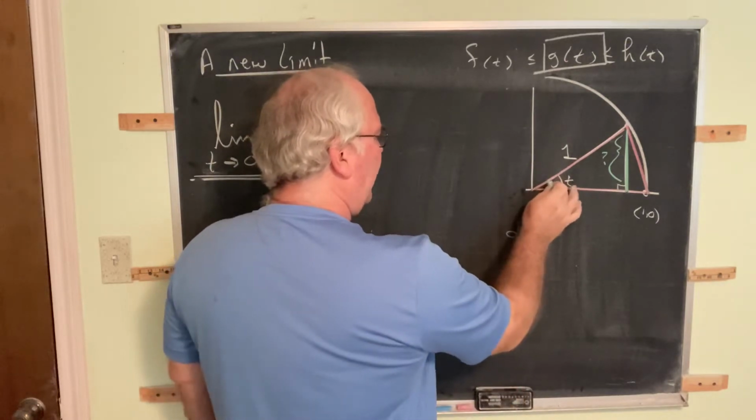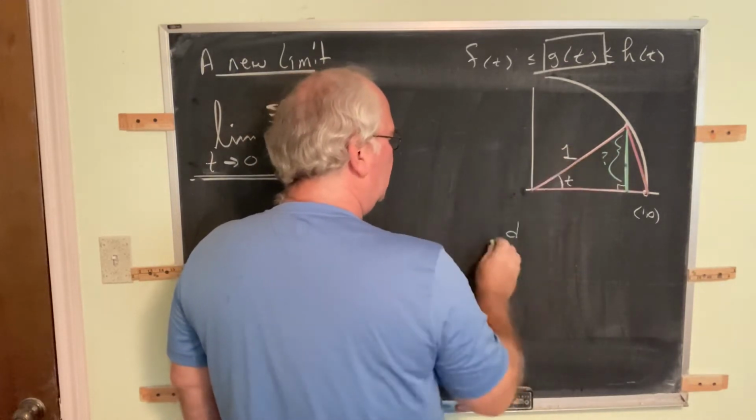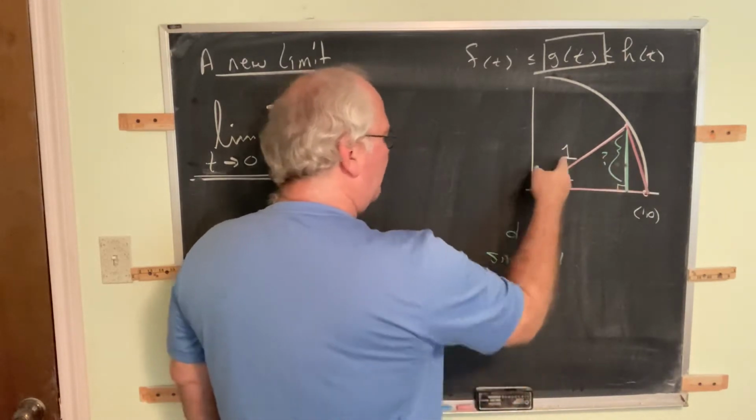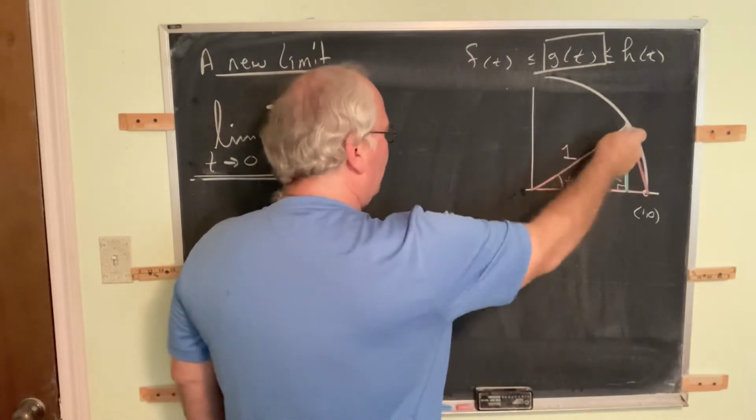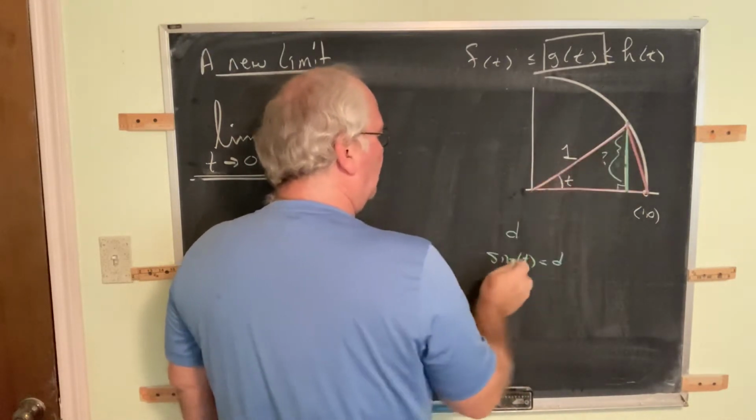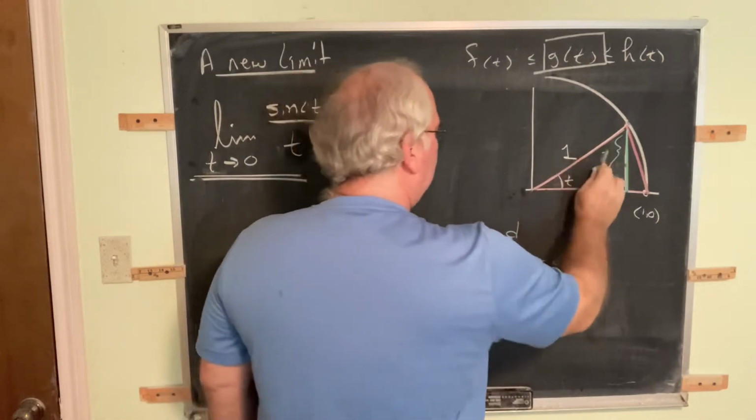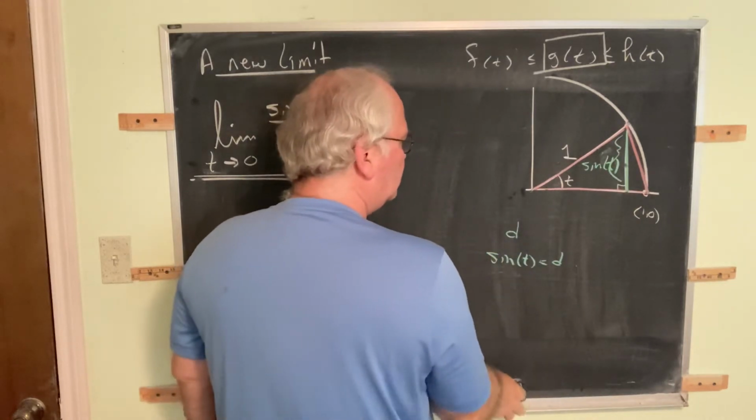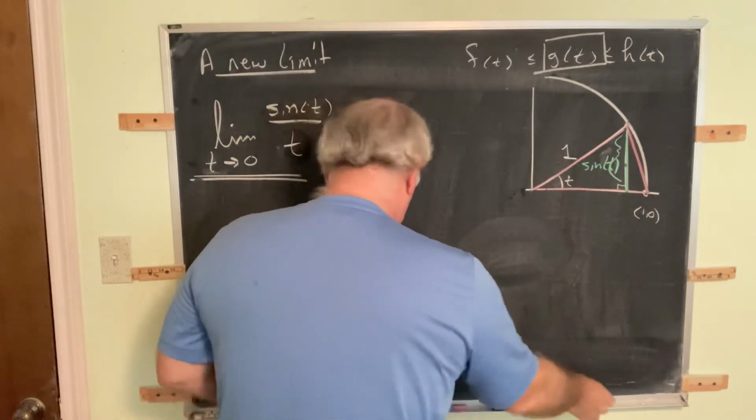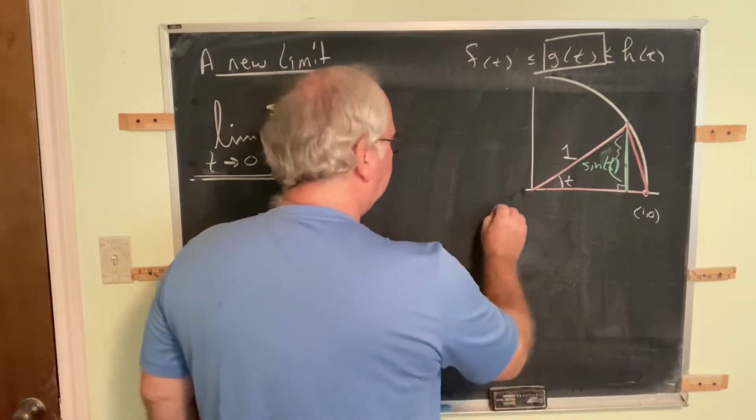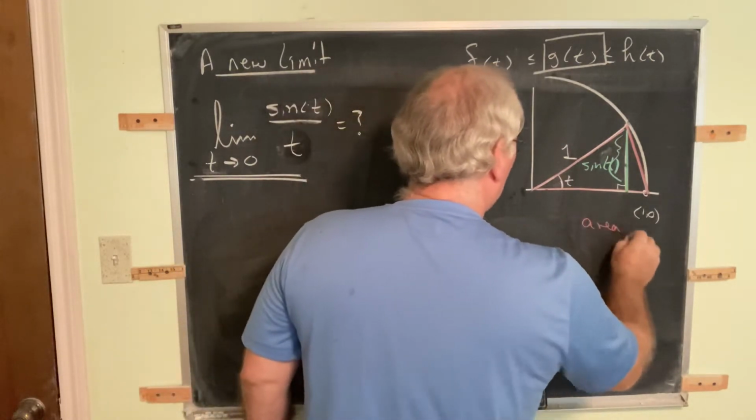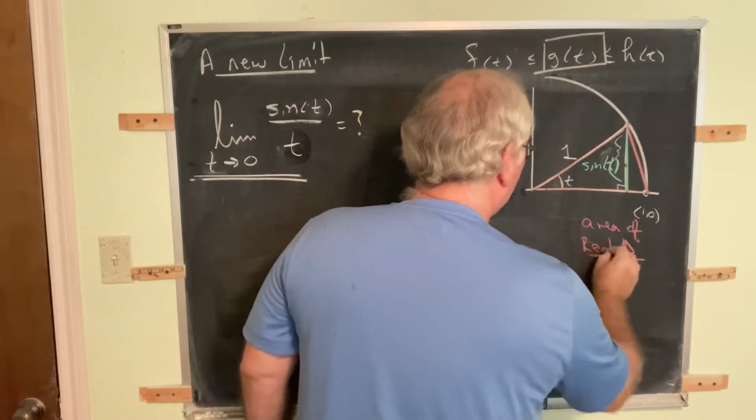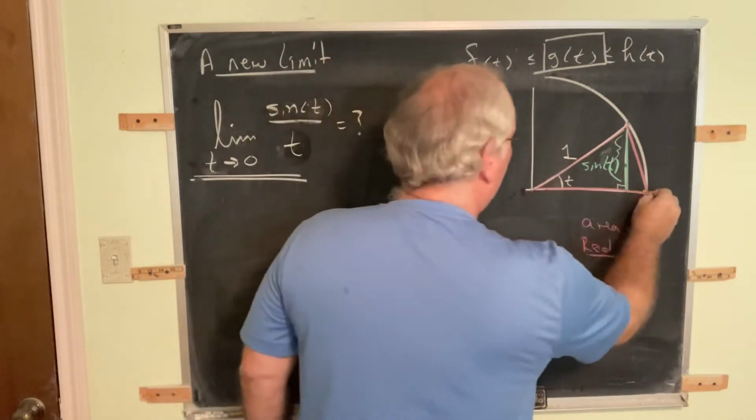Well, we know sine of T is opposite over hypotenuse. So sine of T is opposite, which is D, over hypotenuse, which is 1. Of course, if a point lies on the unit circle, the coordinate is sine of T. This green distance is sine of T. So now the question is, what is the area of the red triangle?